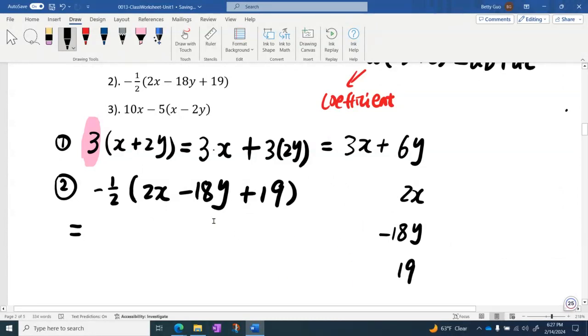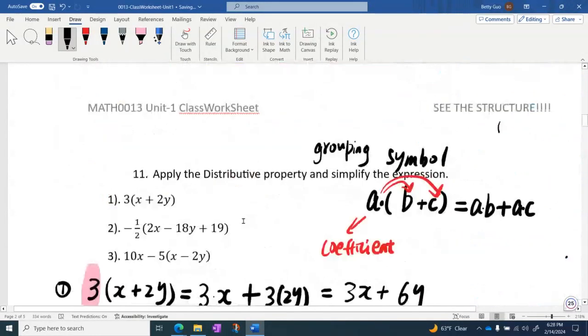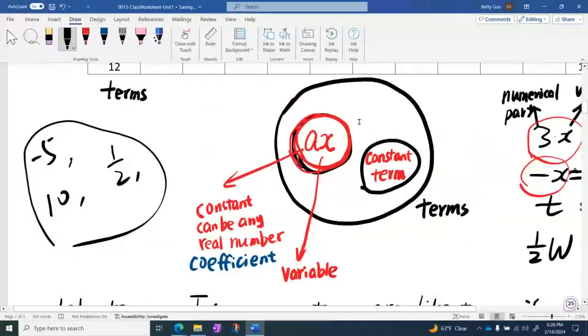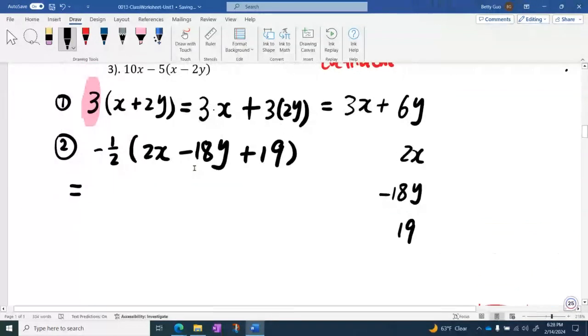You have three terms, guys, okay? Yeah, 2x is the first term. Remember, we only need to care about two types of terms. The first type is a number times a variable. The second type is a constant, right? Remember, a constant is a term. So 2 times x, that's the first term. Negative 18 times y, that's the second term. 19 is the third term, and 19 is a constant term.